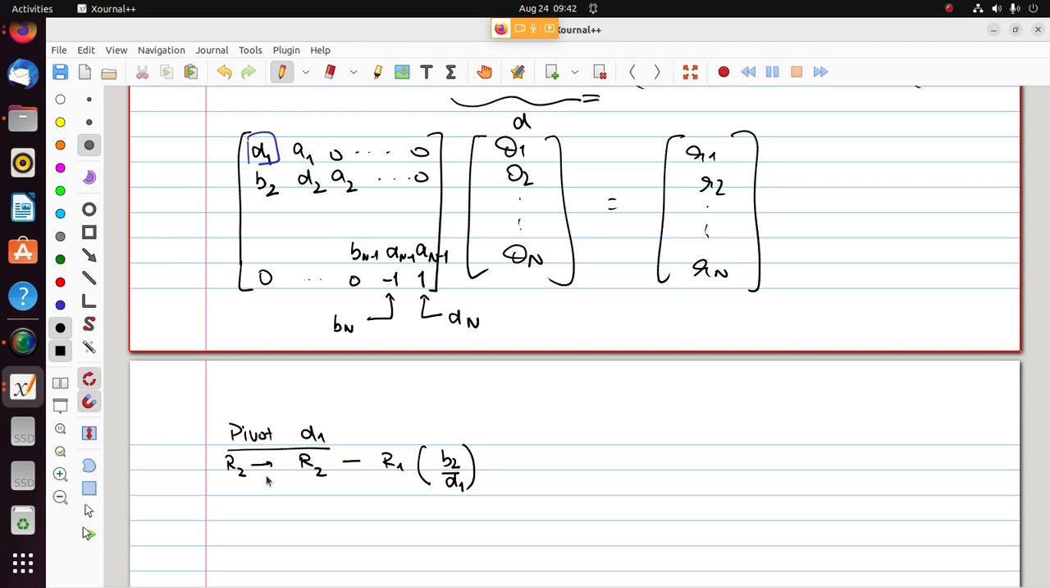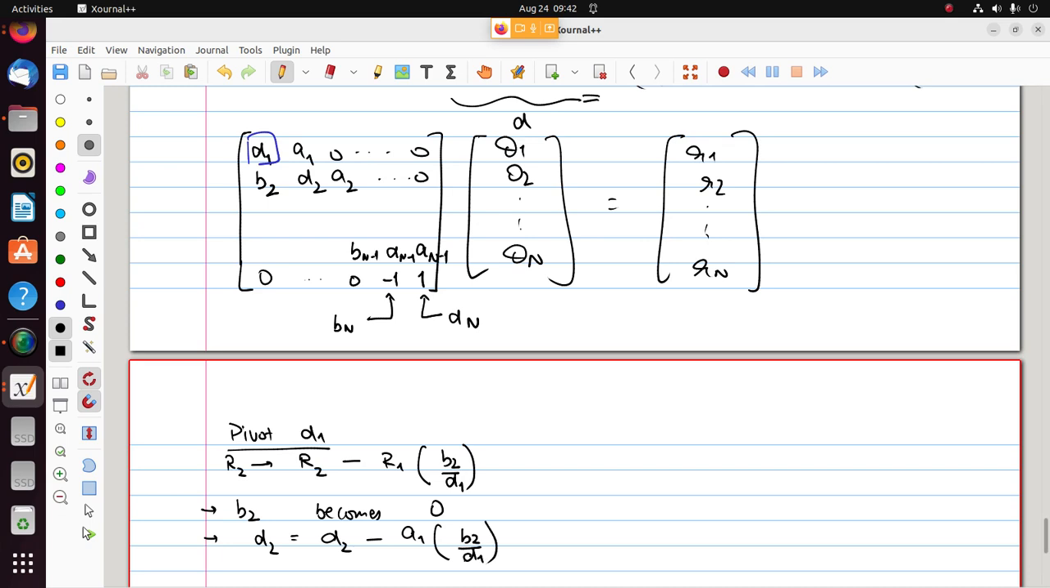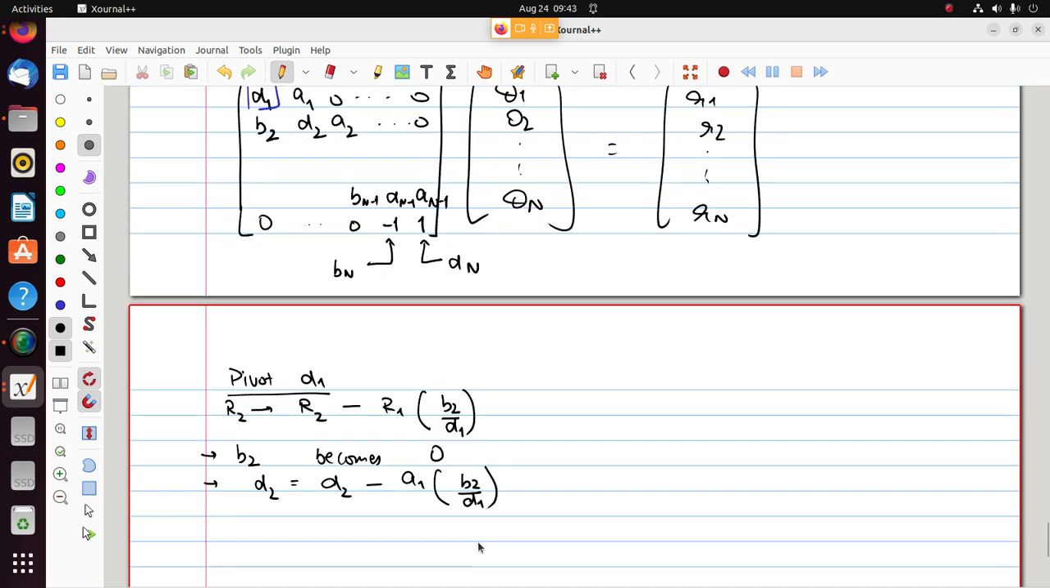So, you can see that if I do this row operation on row number 2, the term B2 becomes 0, and that is what the aim is. But in the process, other terms will also change. So, I can say B2 becomes 0, but D2 will get modified now. So, what is the new D2 value? It's the same operation. The term above D2 was A1. So, A1 gets multiplied by B2 upon D1, and then you subtract that term from D2.